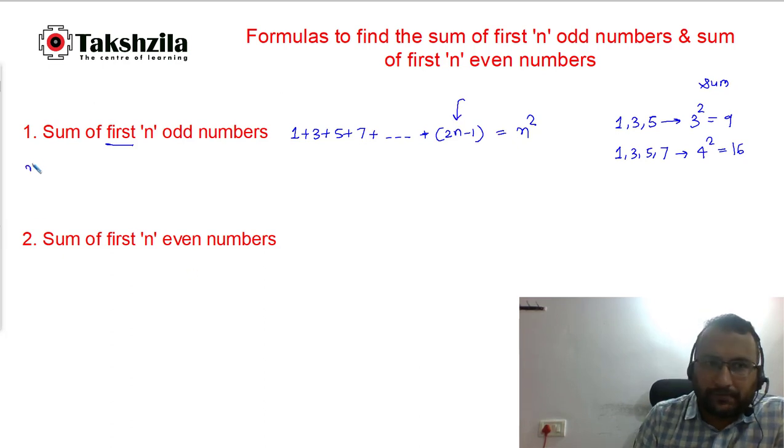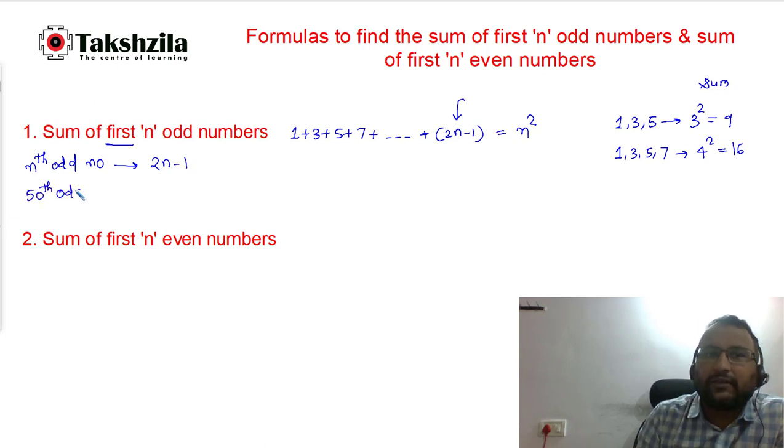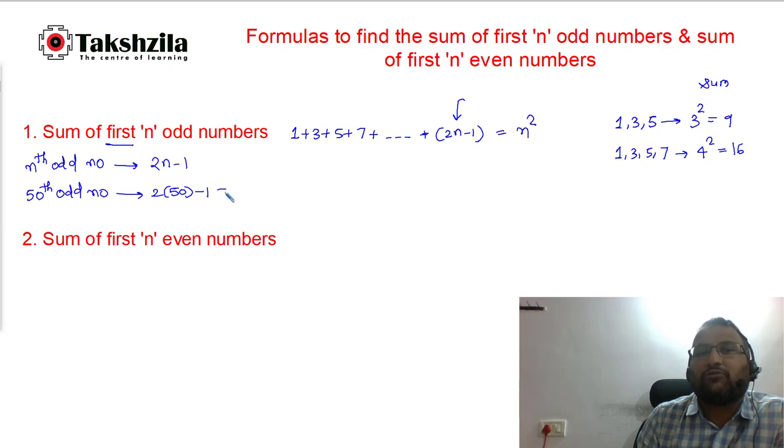Let me write it over here. The formula to find nth odd number is 2n minus 1. For example, if I want to find 50th odd number, that 50th odd number is going to be which one? 2 into 50 minus 1, that is equal to 99.